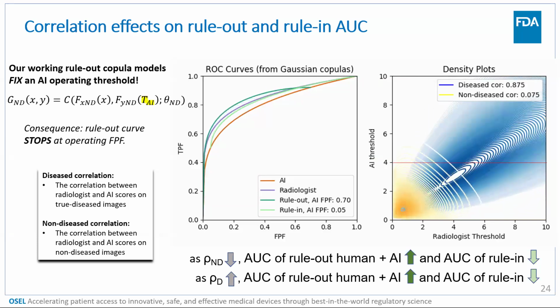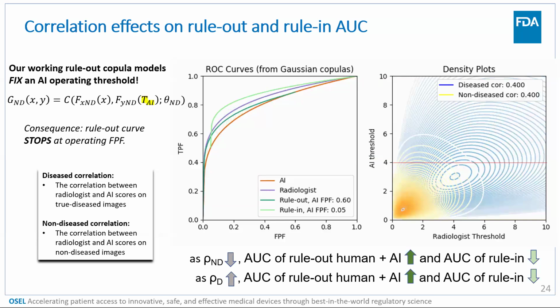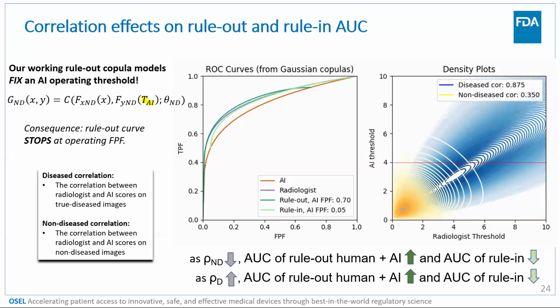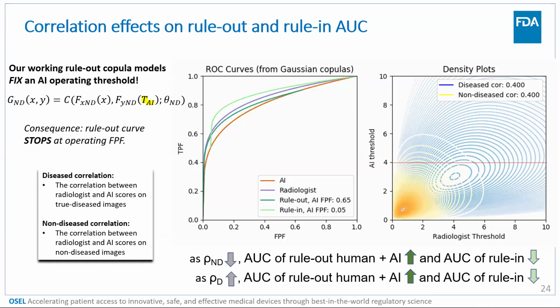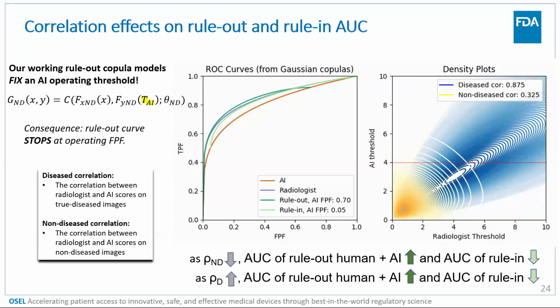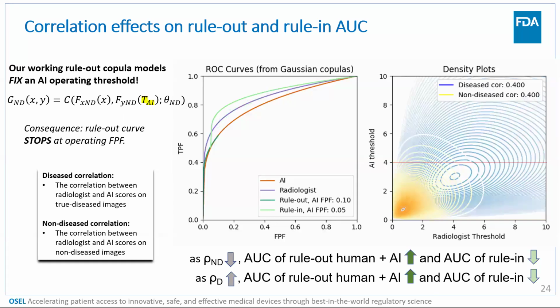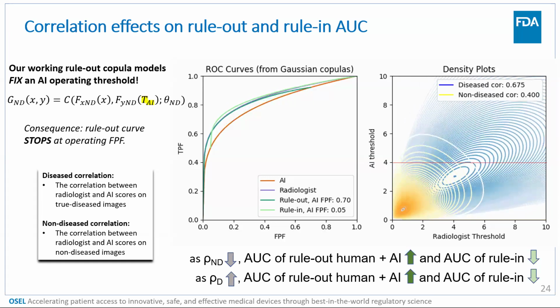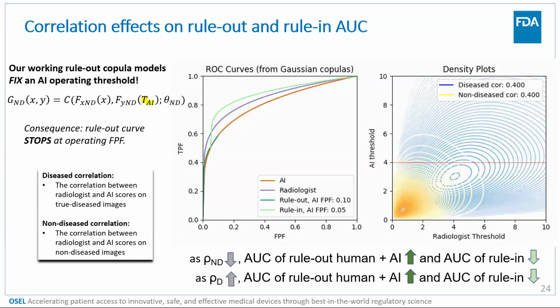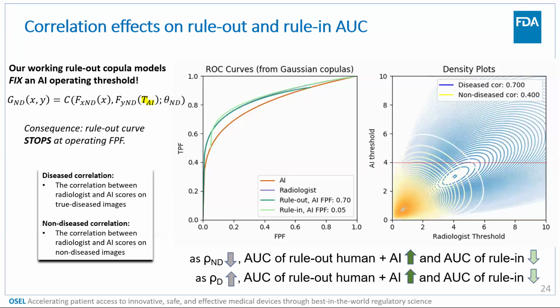A consequence of that is that the rule-out curve, which, okay, this is a GIF, but you can see at the beginning of the GIF, I'm altering the FPF. I go from right here, 0.1, to 0.7. And now the rule-out curve is at 0.7 and it stops at that operating FPF. So it's a bit of an unconventional rule-out curve that doesn't go all the way up to the upper corner. By contrast, the rule-in diagnostic, which is in light green, will start at its operating FPF.